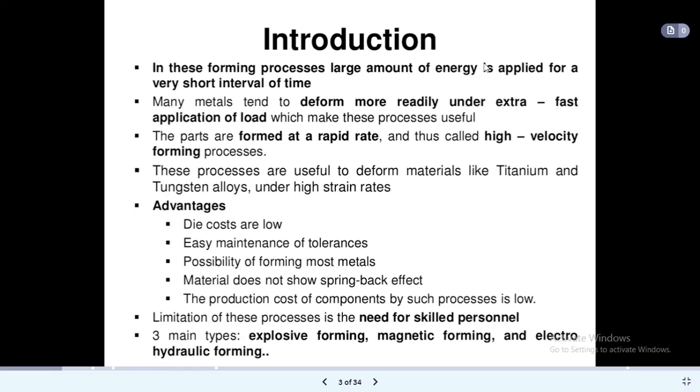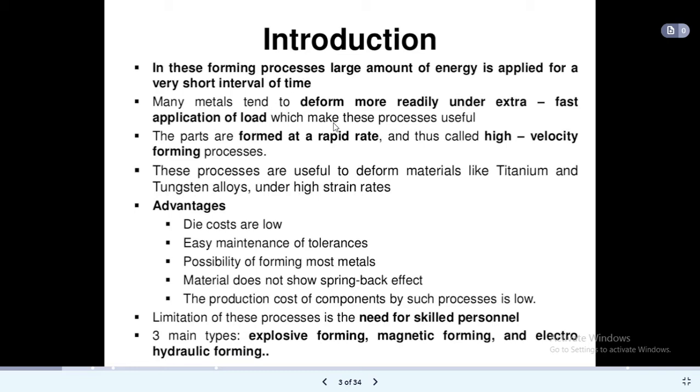So the same principle of the bomb is used in high energy rate forming. In this process also, a large amount of energy is applied in a very short interval of time. The amount of energy is very high and it is applied to the workpiece in a very short time.